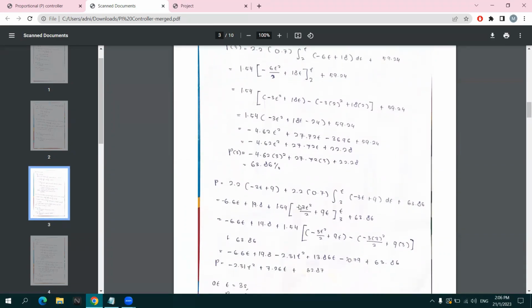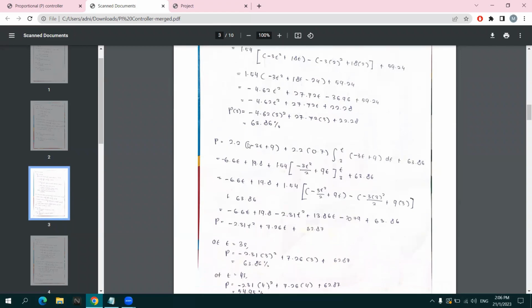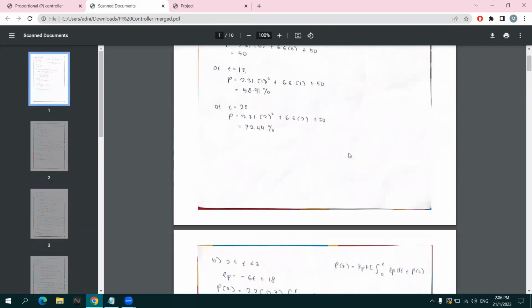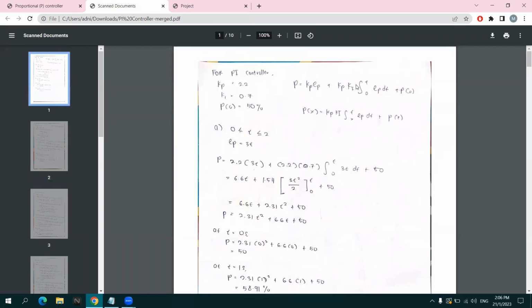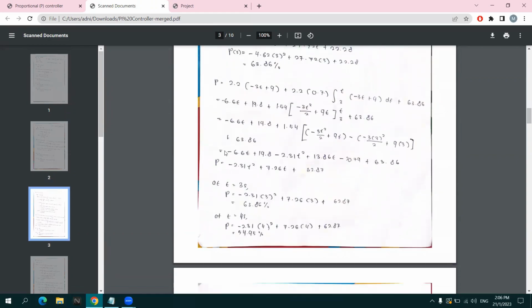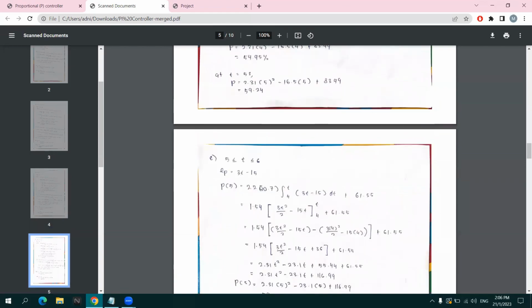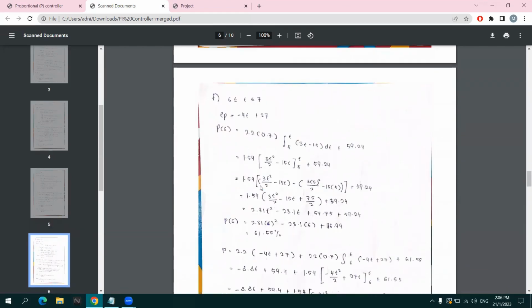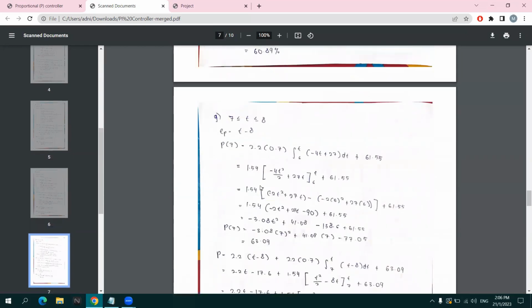63.86%. And then when we got P equals to 3 at 3 seconds, we get here, and then for P equals to this one we use this formula, and then we got the equation. When we got the equation, we also substitute, like usual. So it's all the same for the rest of the equation.